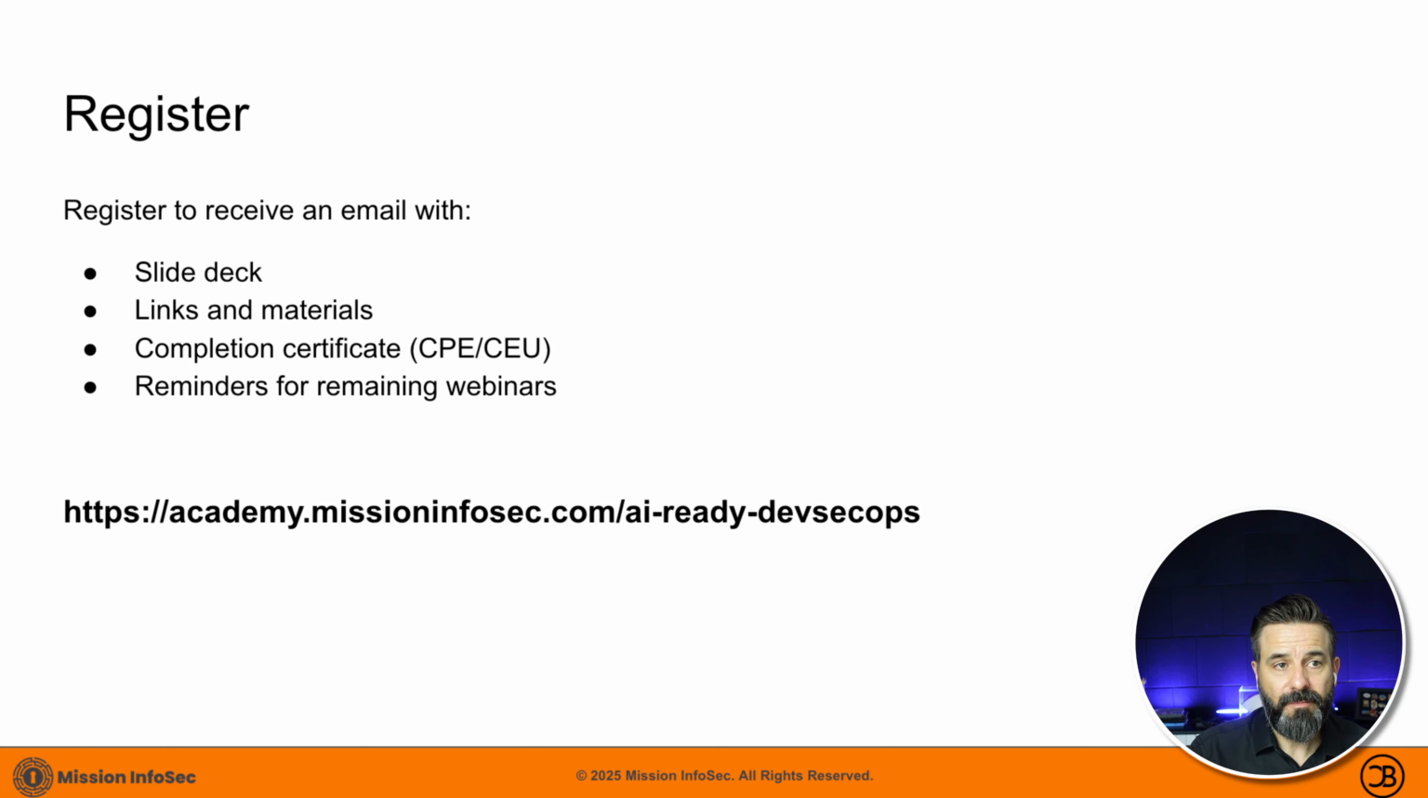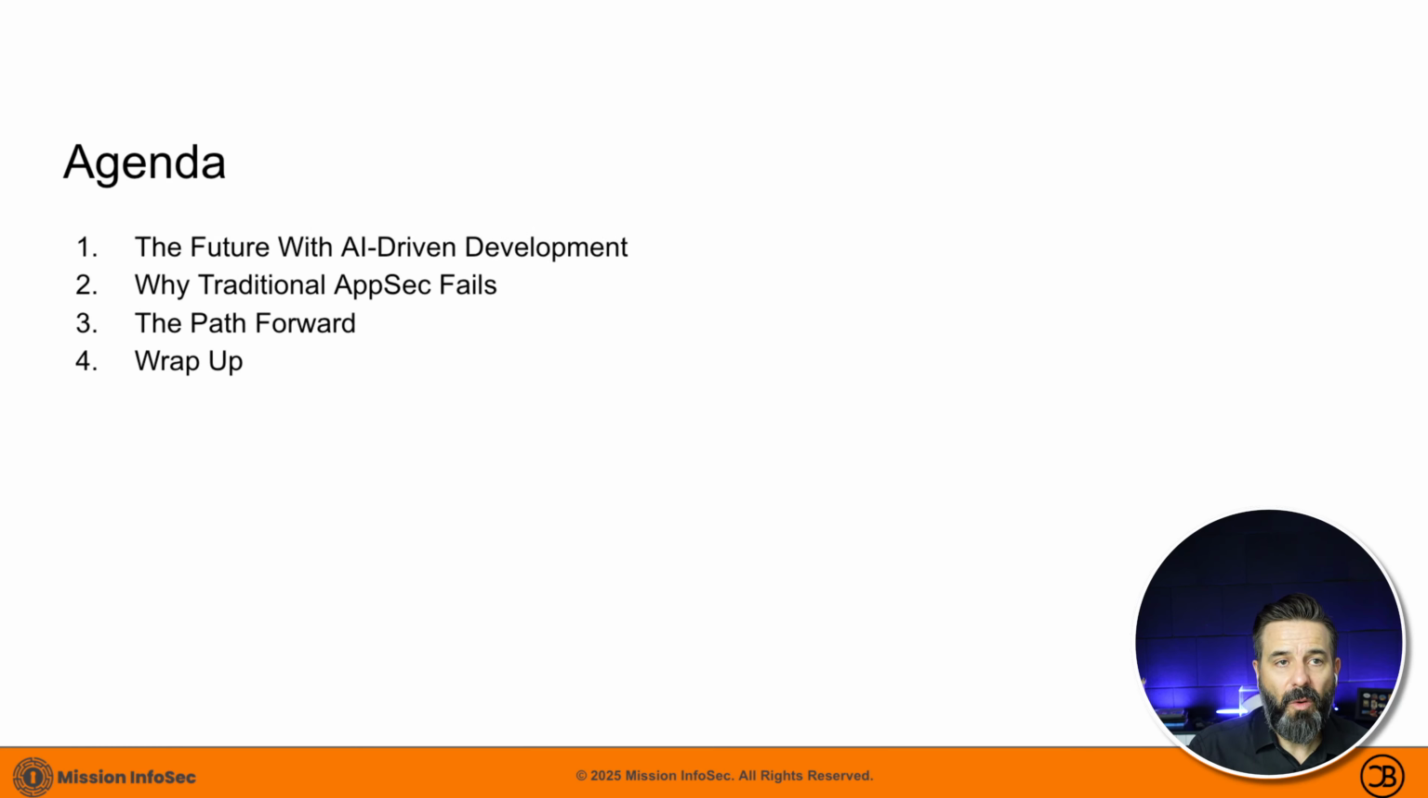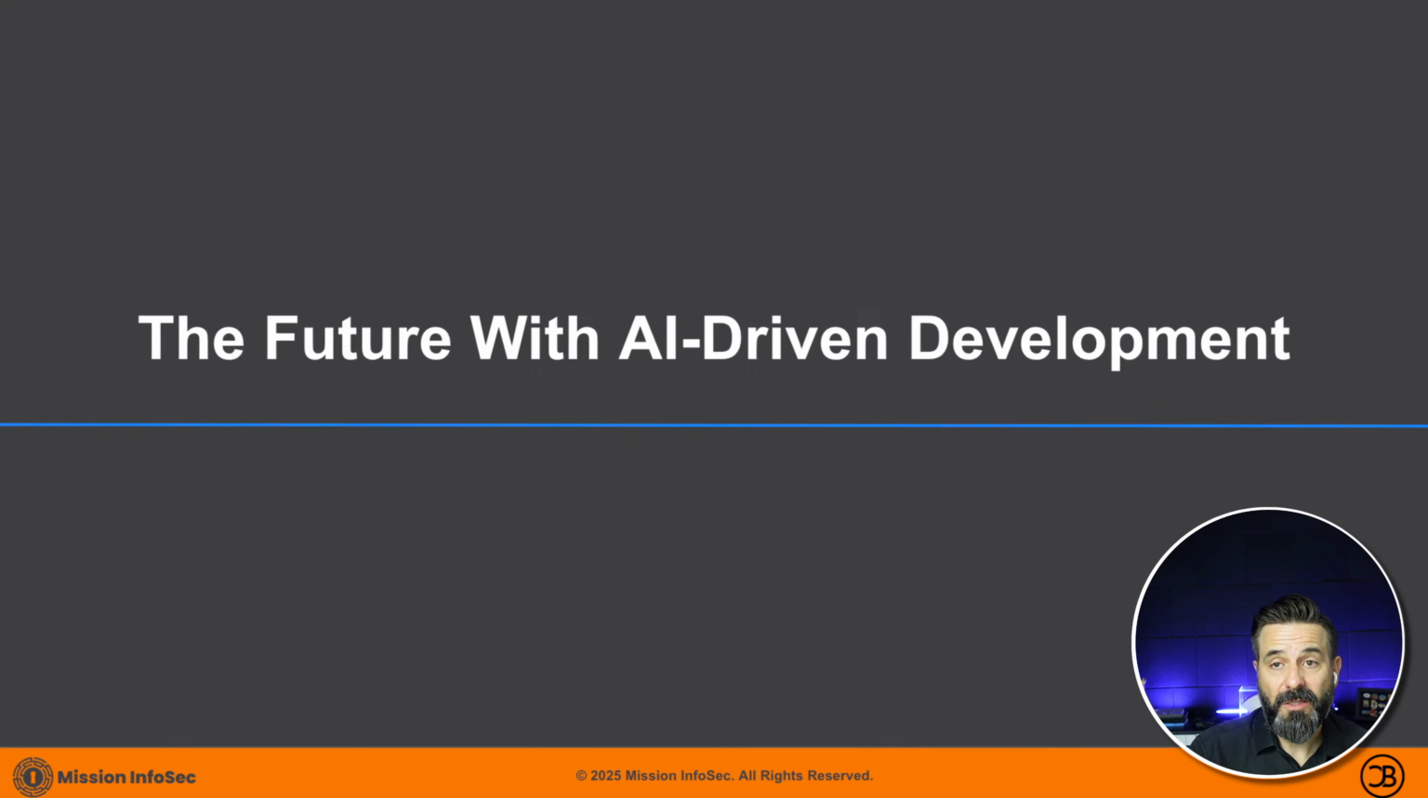Okay, so what we're going to talk about today is 3 things, really. First of all, the future, what AI-driven development is doing to change the landscape, why the traditional things that we've been doing in application security really don't scale and really fail, and then the path forward. And really, this is setting the foundation for everything that we'll do in this 3-part series. So I'm glad you're here, and this is really important foundational stuff.